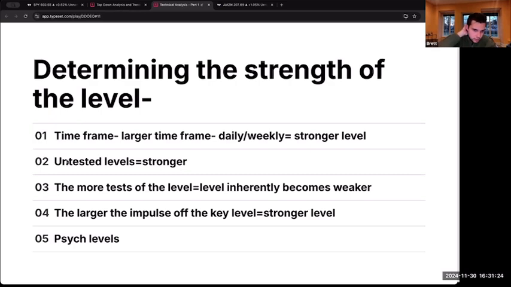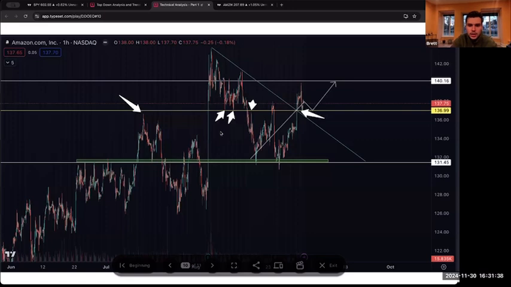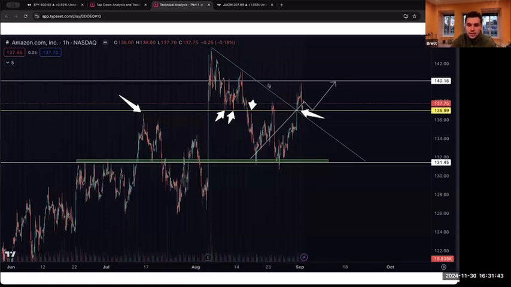Determining the strength of a level. We kind of talked about this, but time frame is the most important thing. The larger the time frame, the stronger the level. It's a pretty basic concept. Untested levels equal stronger levels. Notice here on Amazon, technically the best time to trade it was over here. Why? Because when it first broke, it was untested, until it tapped it the first time and you got the big upside move.